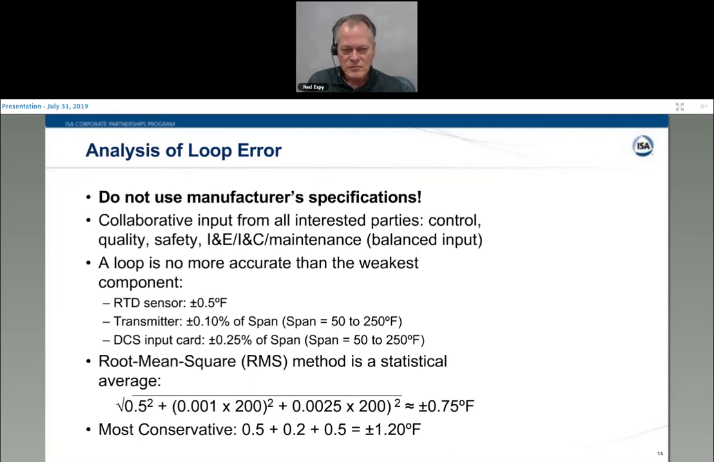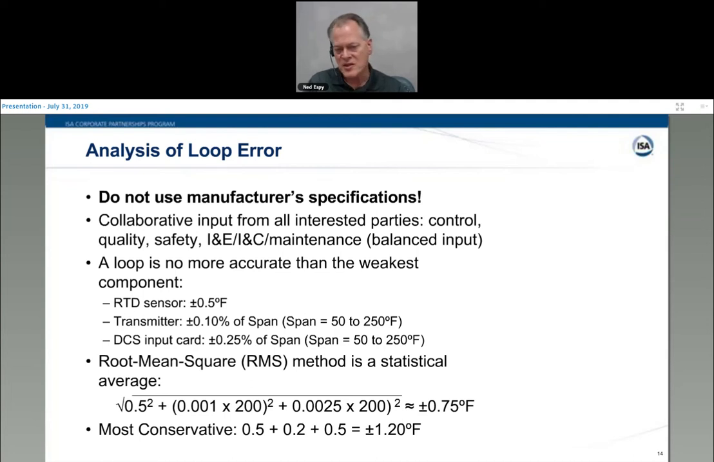So when you look at a loop, and we'll stick with our temperature example, keep in mind that the loop is no more accurate than the weakest component. If we look at an RTD sensor, they vary in accuracy, but let's say the one we're buying is generally within half a degree Fahrenheit. Transmitters are very good. They're maybe even better than what I'm saying here, but typically 0.1% of span would be a pretty fair analysis.